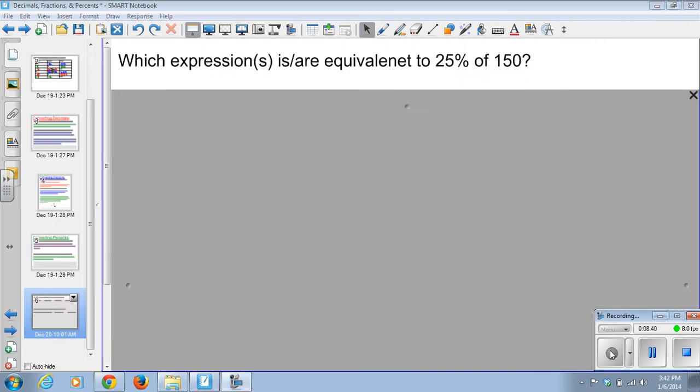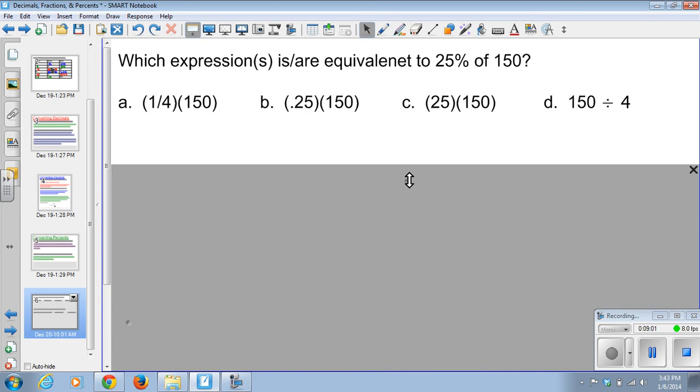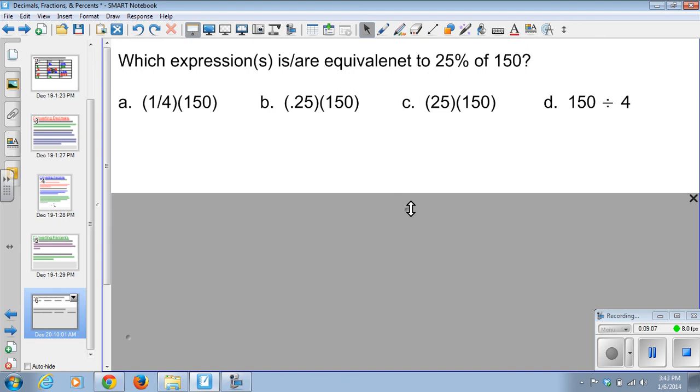So what we just went over is material that should have been taught to you last year. We're now going to apply it in some new material and new kinds of questions. So we're going to look at equivalent expressions. Which expressions given below is or are equivalent to 25% of 150? These are your 4 choices. And we can have multiple answers, not just one.